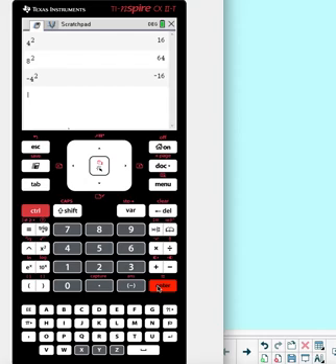negative 16. If I want to include the negative in the squaring, I have to use my parentheses, have to pop outside with my arrow button, and then square the number to get my positive 16. So please keep in mind with that.